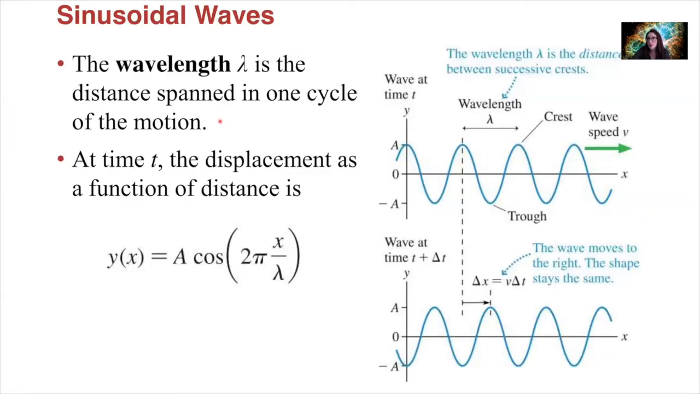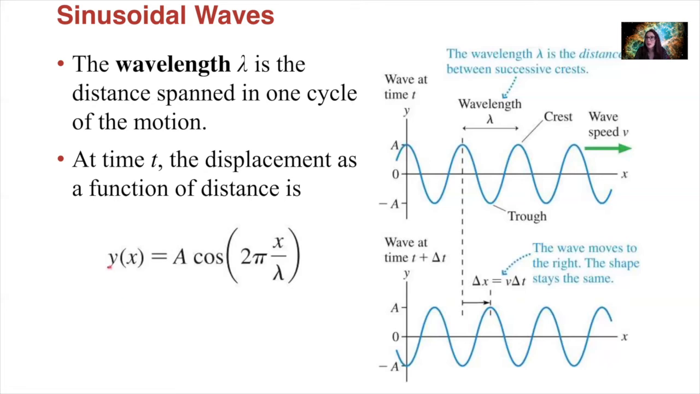Previously, we had an equation that showed us, for simple harmonic motion or oscillatory motion, the position of a mass as a function of time. Now we're going to think about the vertical position of a particle or a point on a wave as a function of the horizontal position at some time t. And that equation is given here. It looks very similar to what we've already seen.